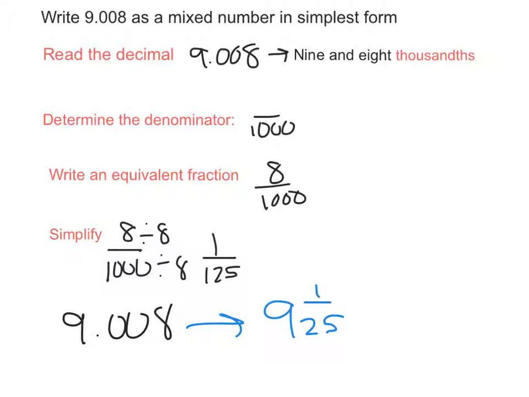Remember that the whole number, or 9, stays the same, right? Because all we have to convert is the decimal, which is 0.008. So the whole number stays the same. Let's try another one. Let's say we want to convert 0.63 into a fraction.